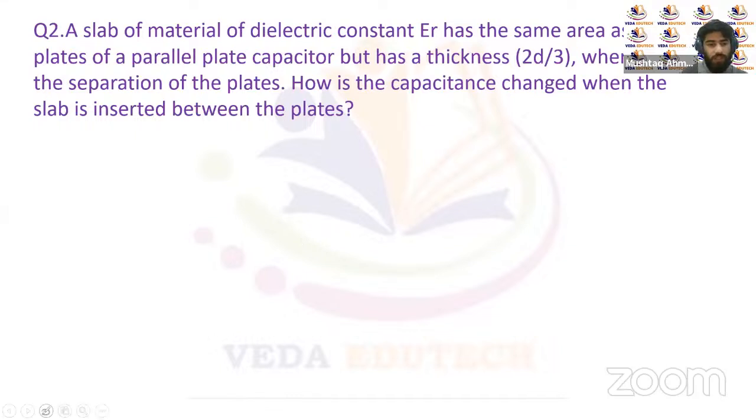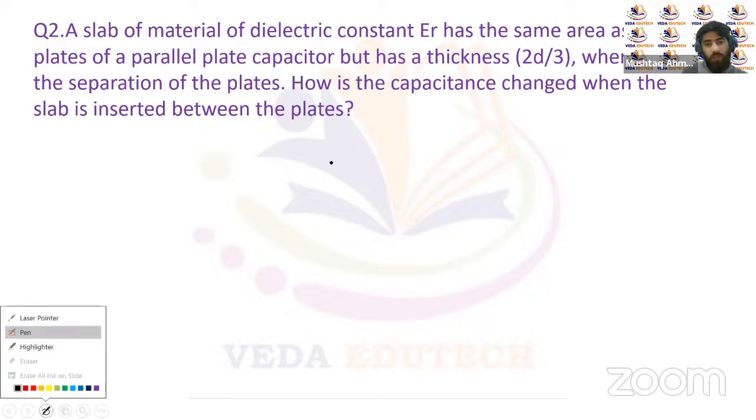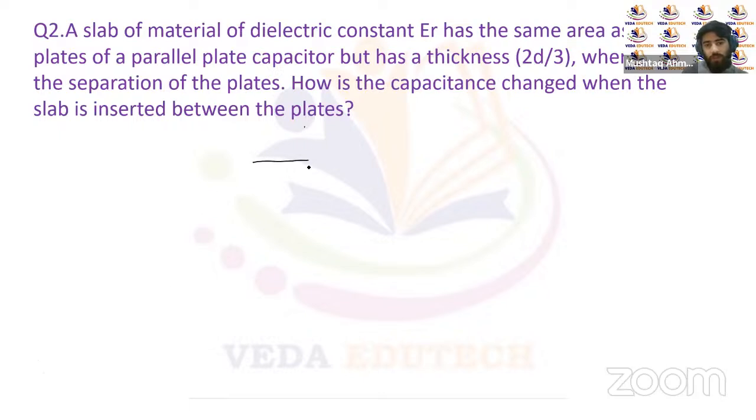So the question is like this. Let's suppose that we have this parallel plate capacitor here, and the area of this capacitor is A, right? The slab has the same area as the plates of the capacitor, but has a thickness 2d upon 3, where d is the separation between the two plates. And the thickness of this dielectric is 2d upon 3, right?